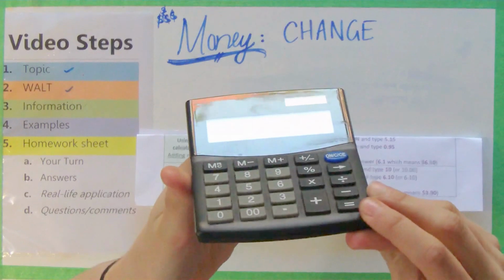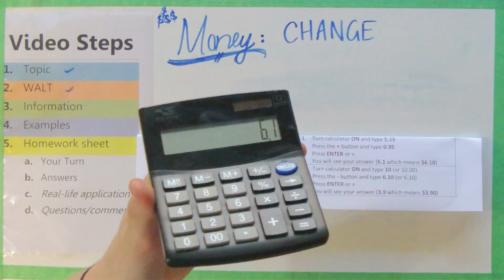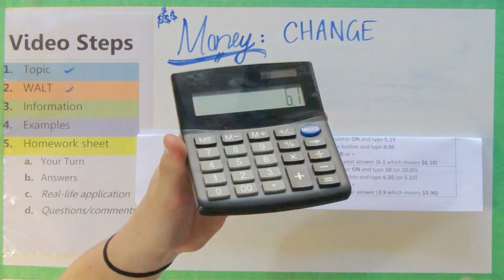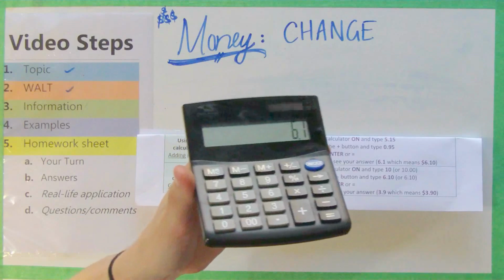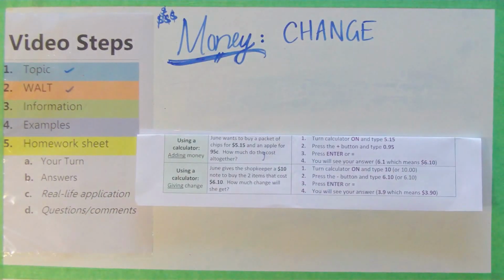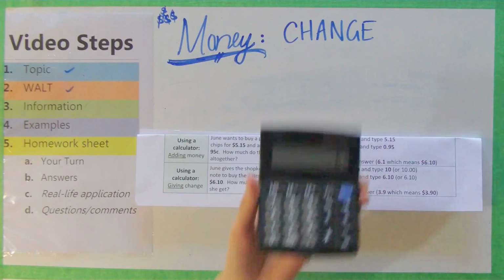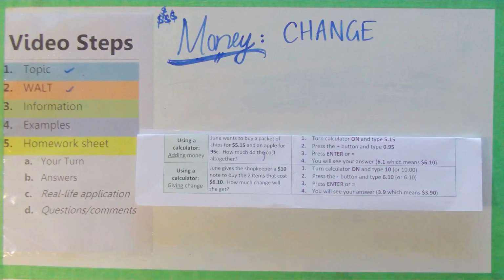I know it says 6.1, but the calculator is not going to put a 0 after the 1 because it's not holding any other digits after that, and the calculator doesn't know that you're dealing with money. It's just looking at pure numbers all by themselves. So you just have to use your brain to pop that 0 in to know that 6.1 on the calculator, when you're dealing with money, is $6.10.